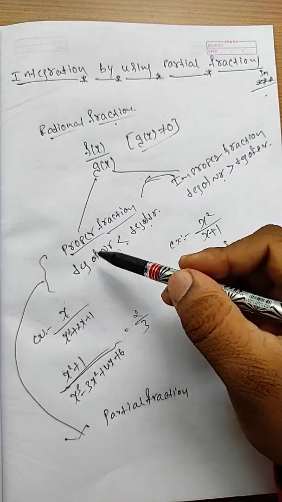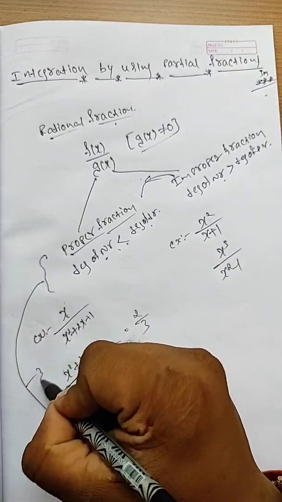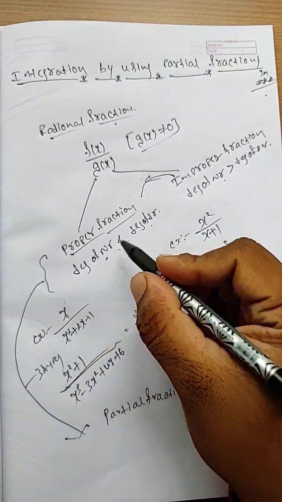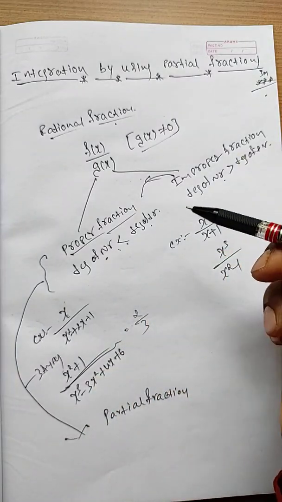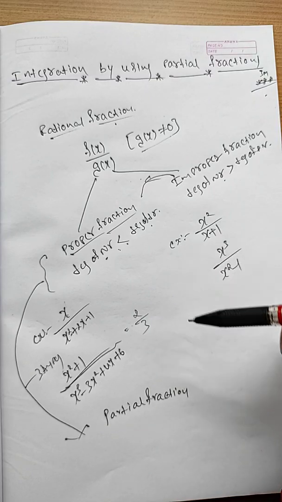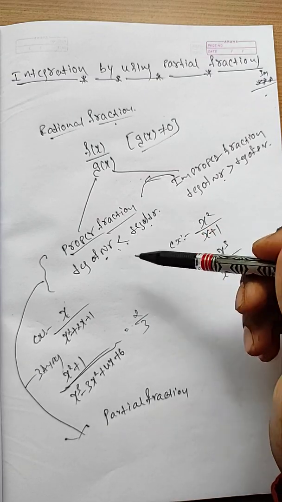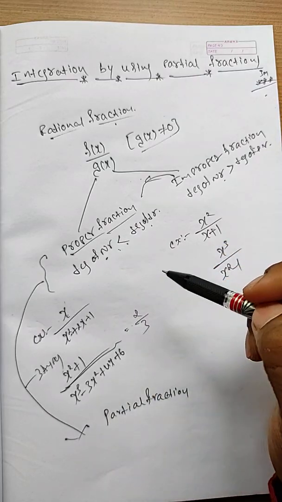Okay? For converting proper to partial, we have three types. According to the given problem, we convert the proper to partial. What the three types are to convert proper to partial, and all those things, we will discuss in the next class. Is it clear?